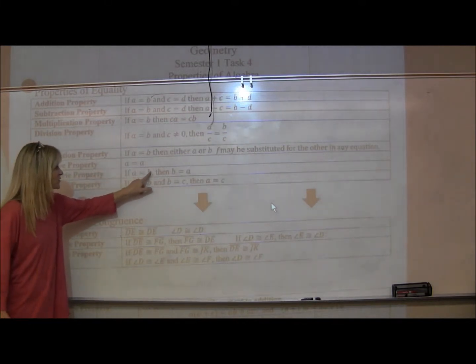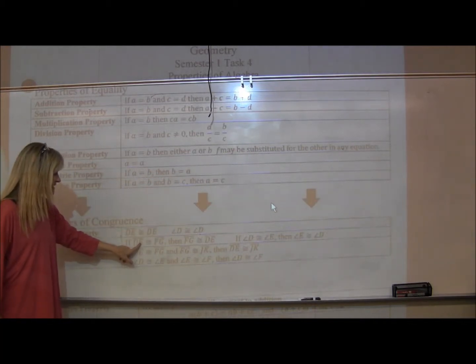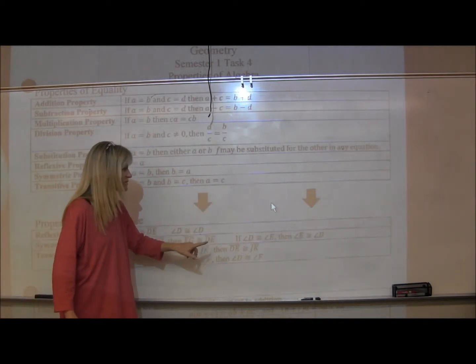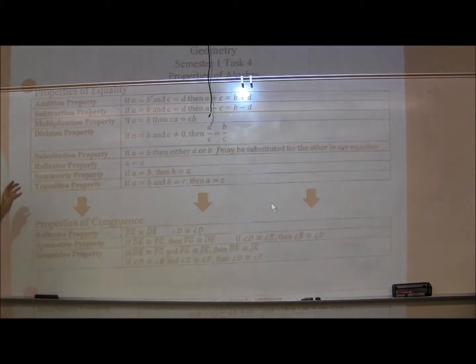Symmetric property, if A equals B, then B equals A. We can see the same thing. If segment DE is congruent to segment FG, then segment FG is congruent to segment DE. Same with angles. These come in handy when we're doing proofs.